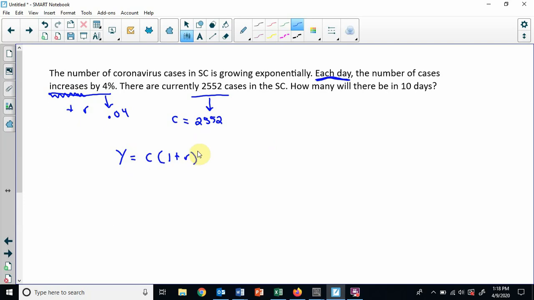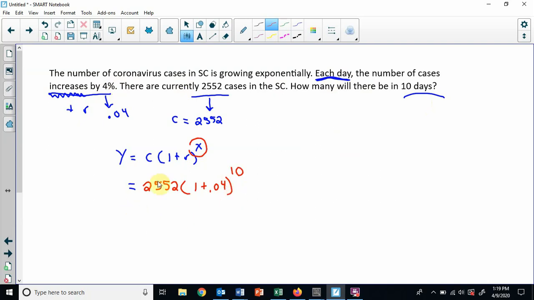Remember the formula looks like this. Okay, so let's see what bit of information we have here. So do I have the starting number C? Yes. 2,552 cases. 1 plus, do I have the rate? Yeah, it's just 0.04. And then finally, I need to know the number of time units. Well, I'm looking at 10 days. What units are we increasing by? Per day, each day, per day. So then 10 days, that's awesome. That's telling us how many of those time units we have. So to the 10th.